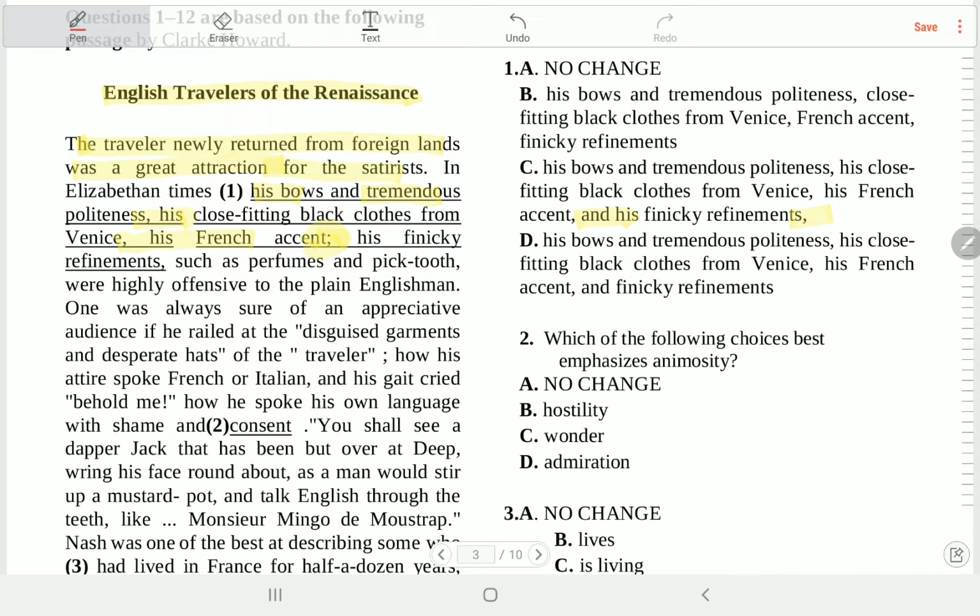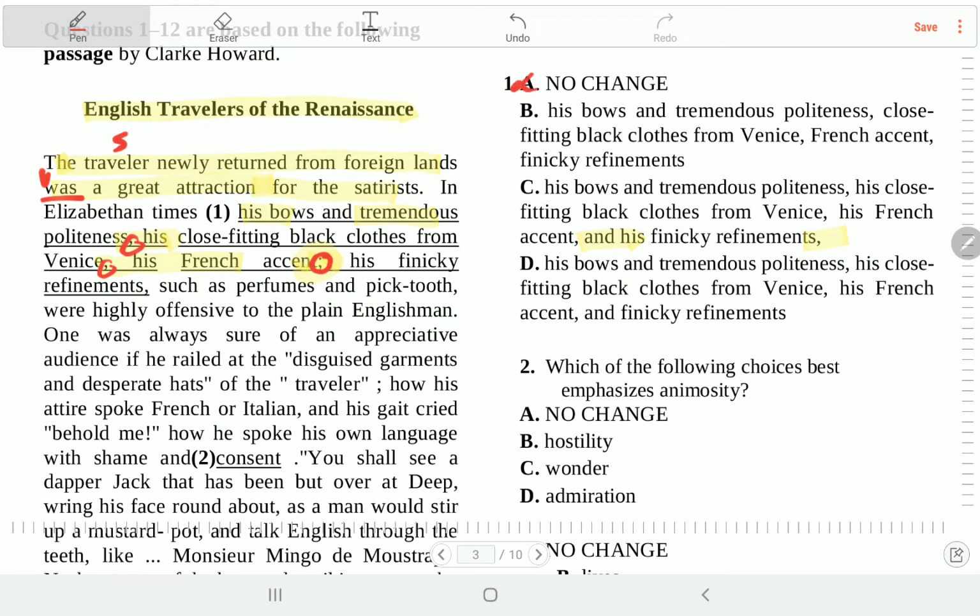Okay, the traveler newly returned from foreign lands was. So the traveler was, subject, verb, a great attraction for satirists. That's not our problem. In Elizabethan times, his what? Bows and tremendous politeness, comma, his close-fitting black clothes from Venice, comma, his French accent, then put a semicolon here. This is not a complete idea. That's because the list is still going. So it is not A.